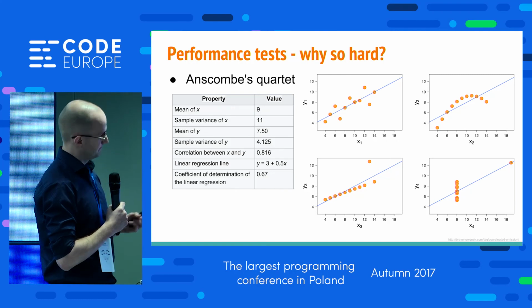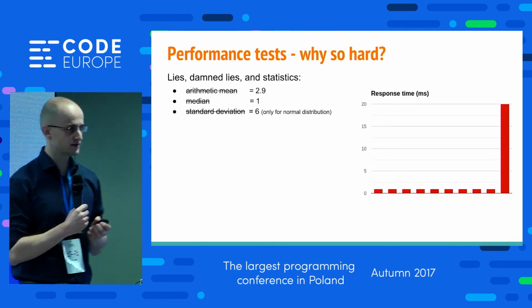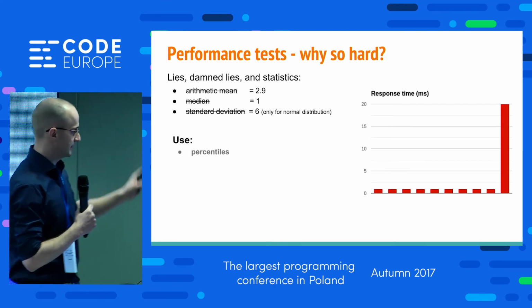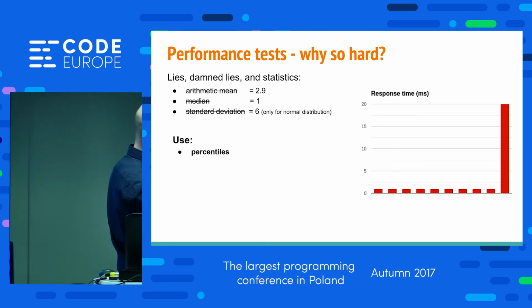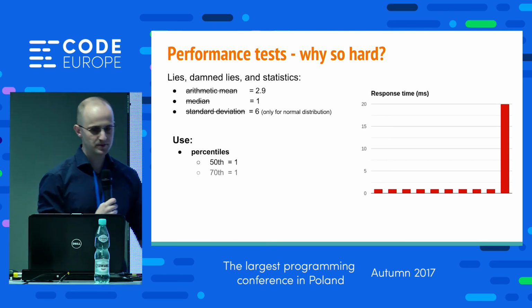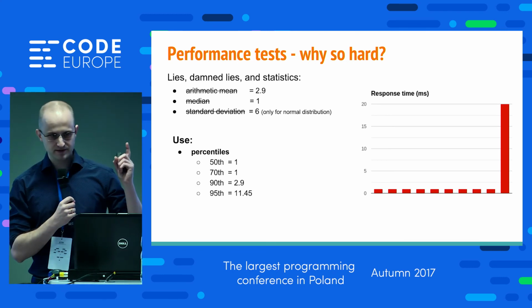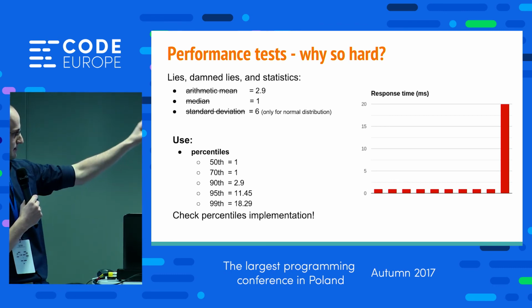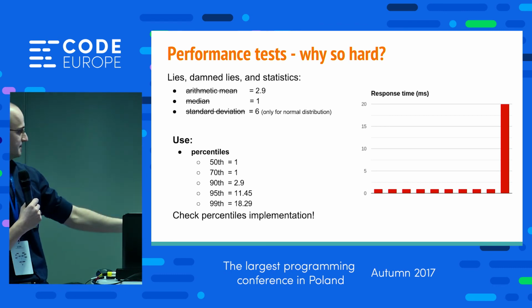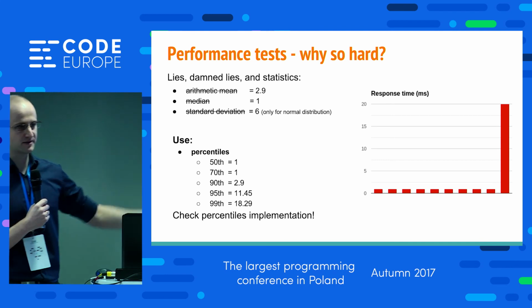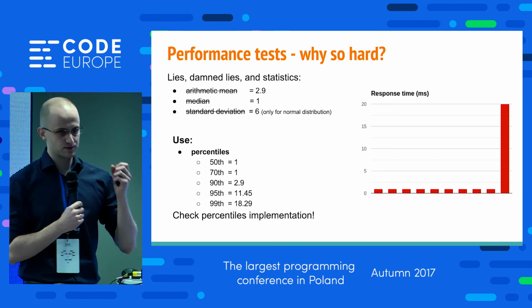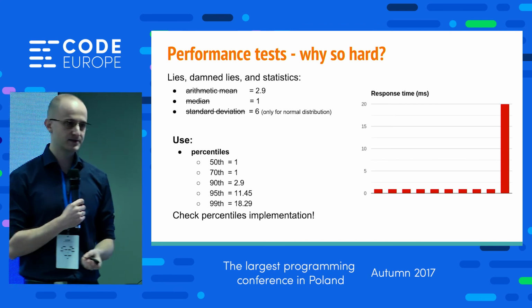Another example of a statistical nature could be Anscombe's quartet, which consists of 4 different data sets with nearly identical simple statistical properties, yet they appear completely different when represented as a graph. So imagine that those are your performance characteristics. The numbers are the same, but the graphs are completely different. So the question is, what should we use then? And my answer is percentiles.